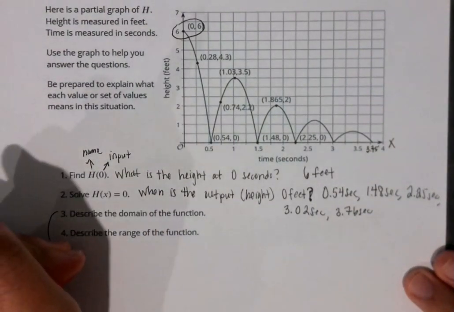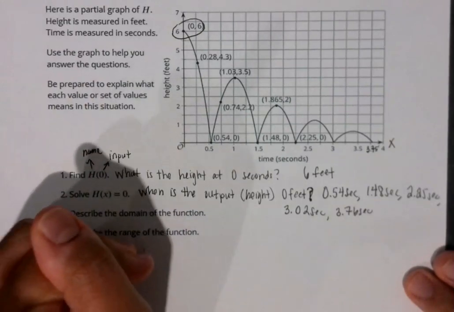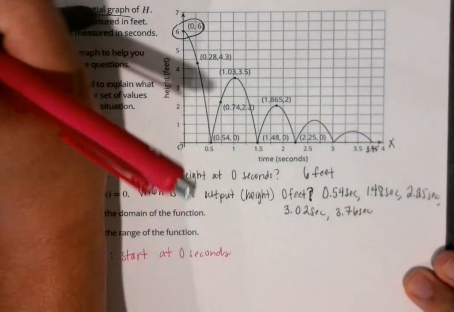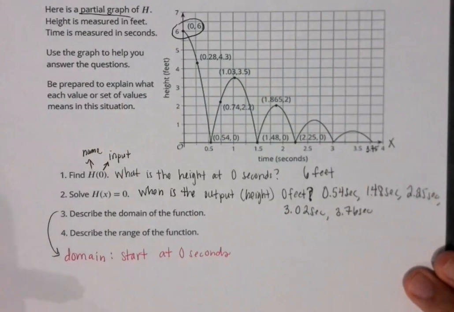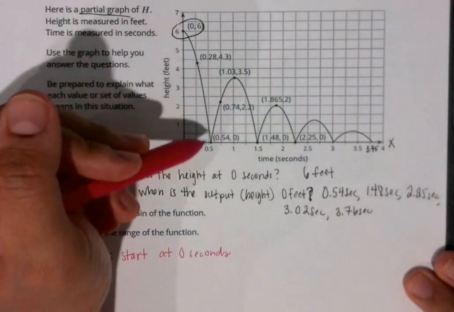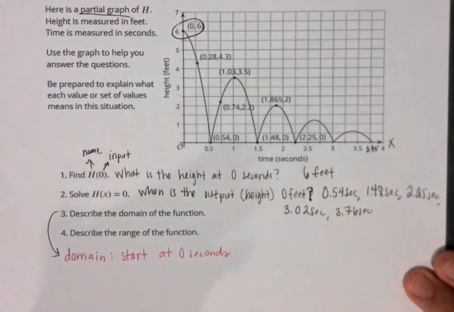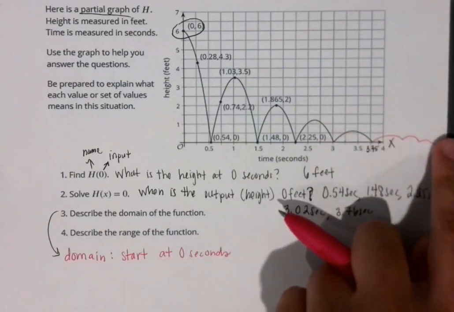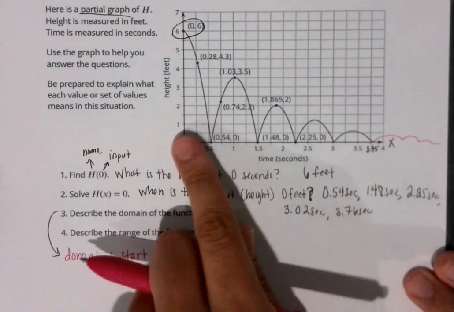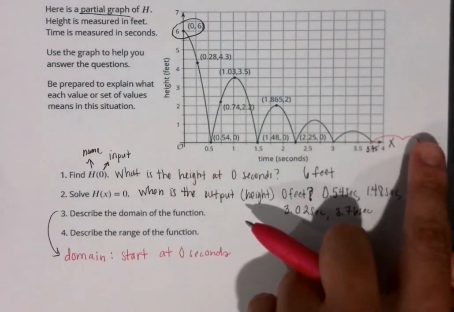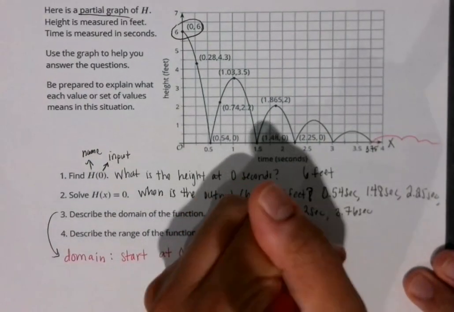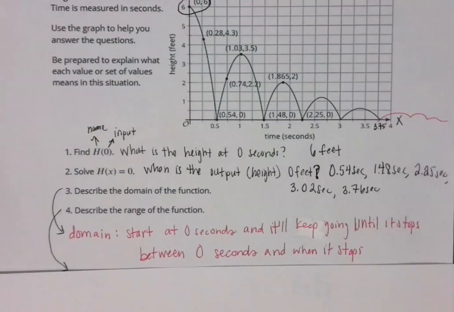So I'm going to write this down here. The domain will start at 0 seconds. And the next thing I notice for this function is right here that it says this is a partial graph of h. So we know when we drop a tennis ball and it bounces a bunch of times, it's usually not just going to bounce 5 times. It's usually going to continue until it gets stopped by something or runs out of momentum. Being that this is a partial graph, we don't know when it actually stops. So it's going to start at 0 seconds, and it'll keep going until it stops. Another way of writing this domain would be between 0 seconds and when it stops.